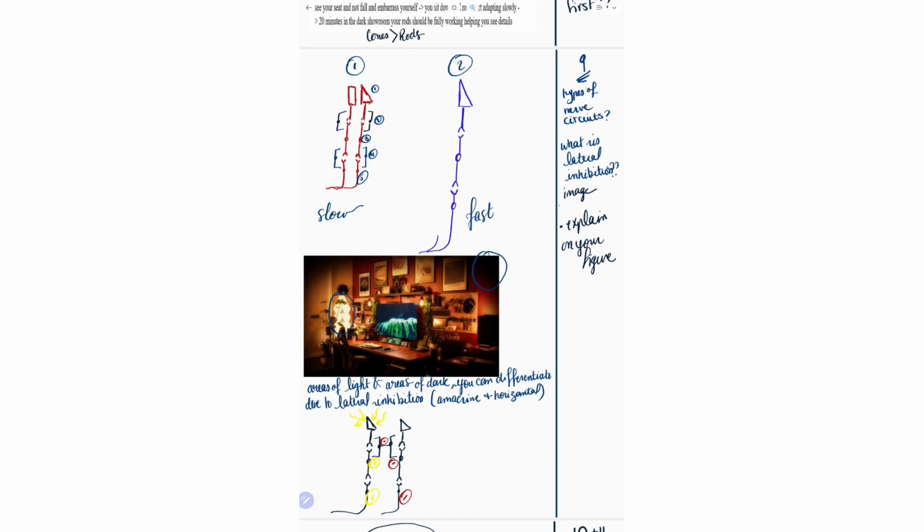Moving on. So what are the types of nerve circuits? There are two: a slow one and a fast one. When I say slow, I mean the message, okay? It goes through cones and rods, then to the horizontal cell, from the horizontal cell to the bipolar cell, from the bipolar cell to the amacrine cell, from the amacrine cell to the ganglion cell. It's a slow one. But a fast one goes directly from the cone to the bipolar cell to the ganglion cell. This is a fast one, okay?